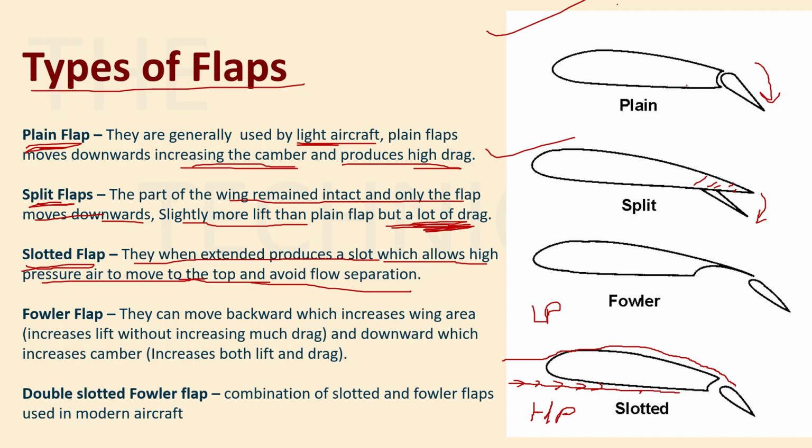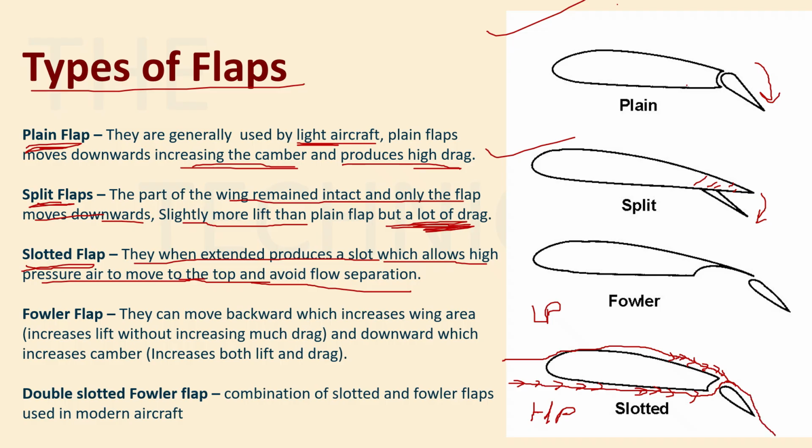So this high pressure air will move in through the slot like this, and then it will re-energize this low pressure air which had a lot less energy, right? This air which was coming in from here was at a very low energy, and now this high pressure air has come in and has re-energized this air, so it won't separate and it will do its work.